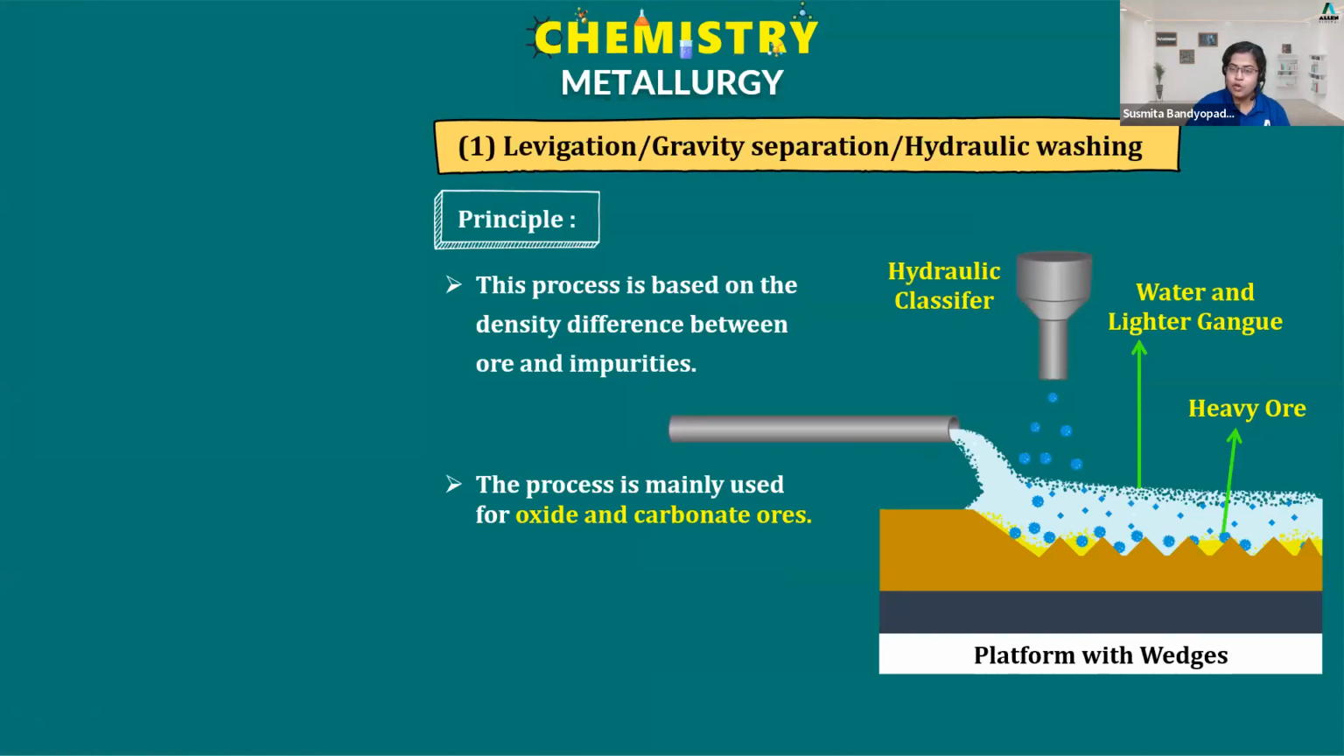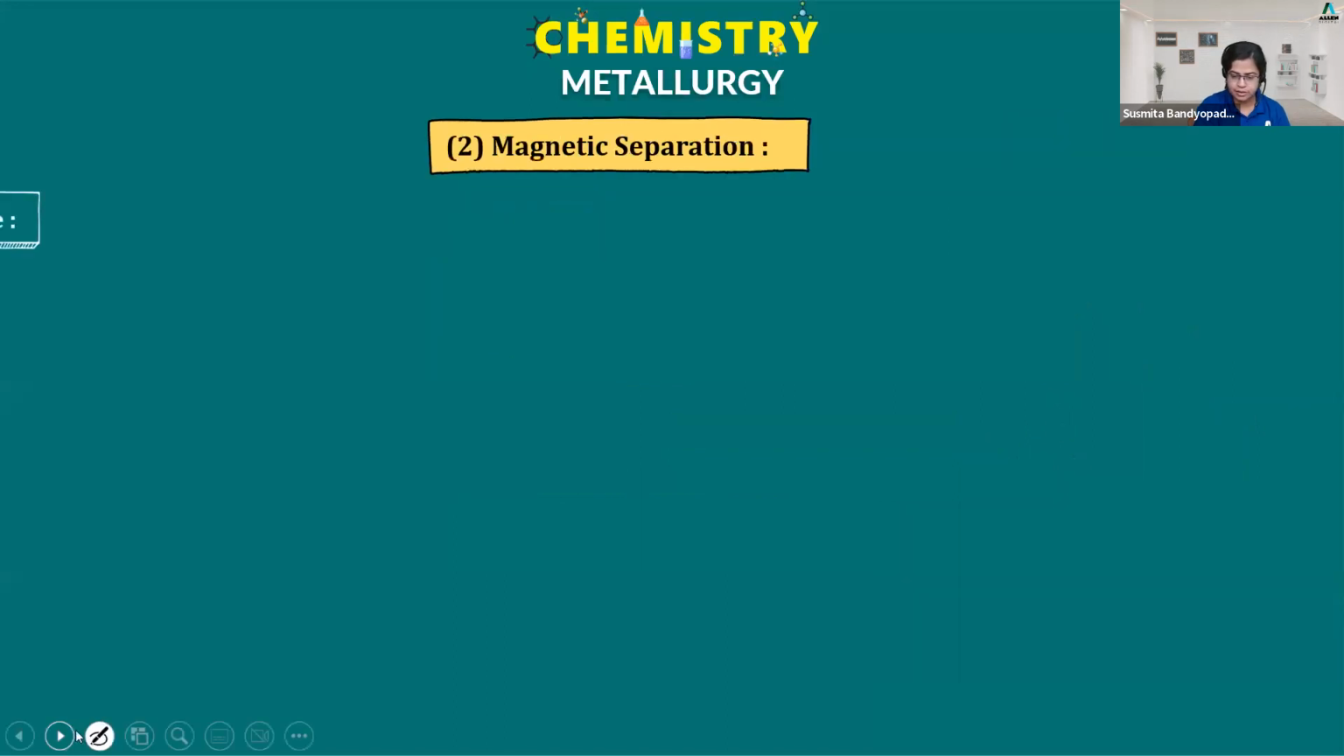Not just a normal flow of water, but a very high speed flow of water from here and the ore coming out from here, with a gush of water. And this is a platform with wedges where the heavier ore will be collected and the lighter impurities, the gangue impurity, will be washed away. This process is mainly used for oxide and carbonate ores, and it is based on the difference in densities between the ore and the impurities.